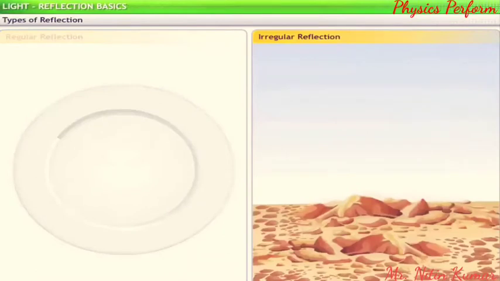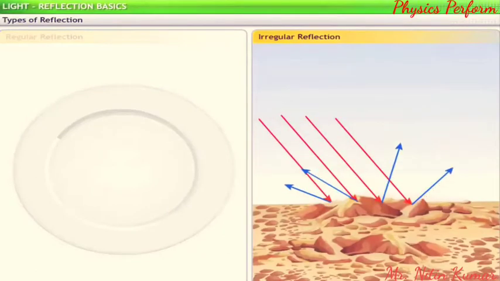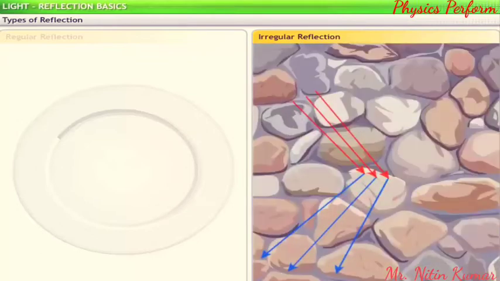Irregular reflection, also known as diffused reflection, is caused by irregular surface of the objects. The irregularity in the surface makes the incident light bounce back in different directions. Wood, wall, and other such irregular surfaces cause irregular reflection.